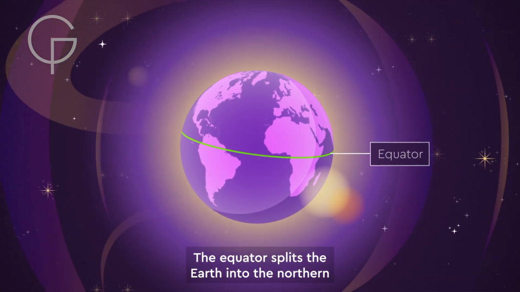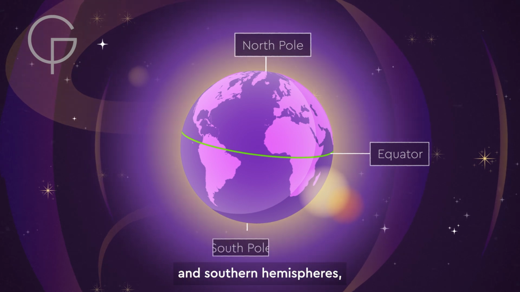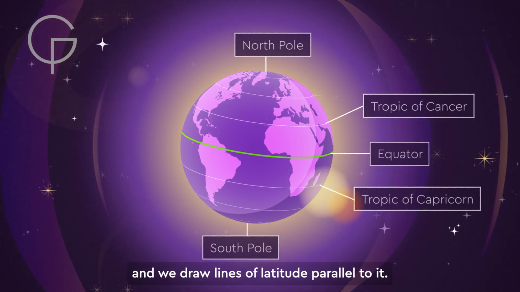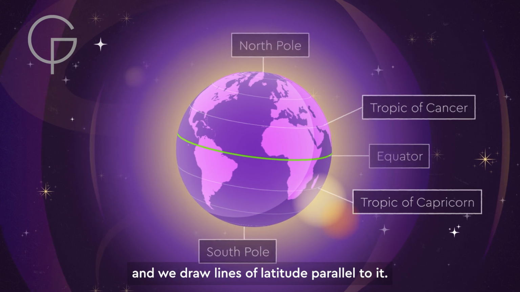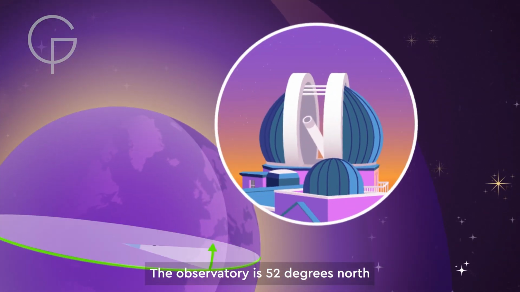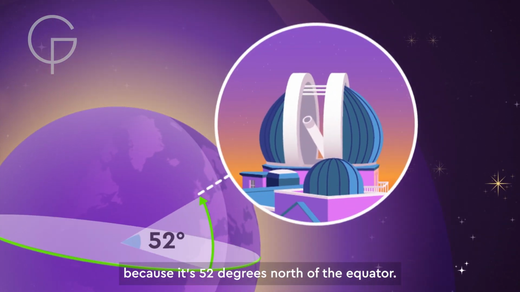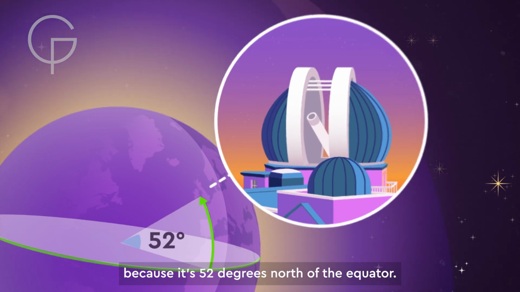The equator splits the Earth into the northern and southern hemispheres, and we draw lines of latitude parallel to it. The observatory is 52 degrees north because it's 52 degrees north of the equator.